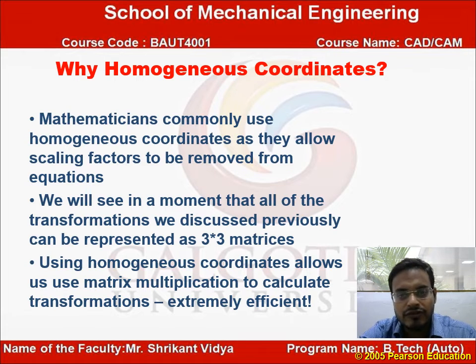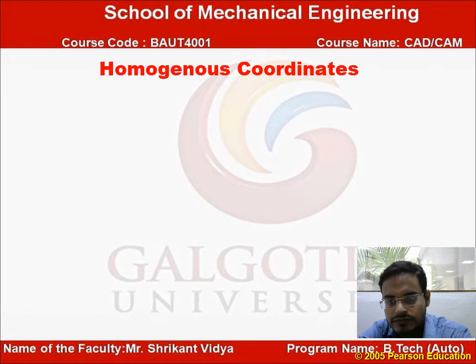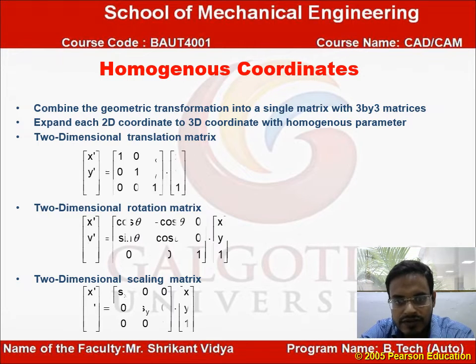Mathematicians commonly use homogeneous coordinates because they allow scaling factors to be removed from equations. We will see in a moment that all the transformations we discussed previously can be expressed as 3 by 3 matrices. Using homogeneous coordinates allows us to use matrix multiplication to calculate transformations, which is extremely efficient. We combine the geometric transformations into a single 3 by 3 matrix, expanding each 2D coordinate with a homogeneous parameter.